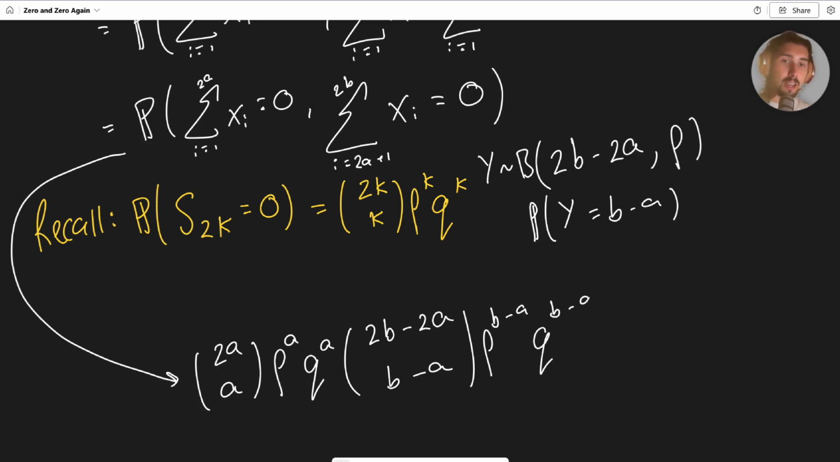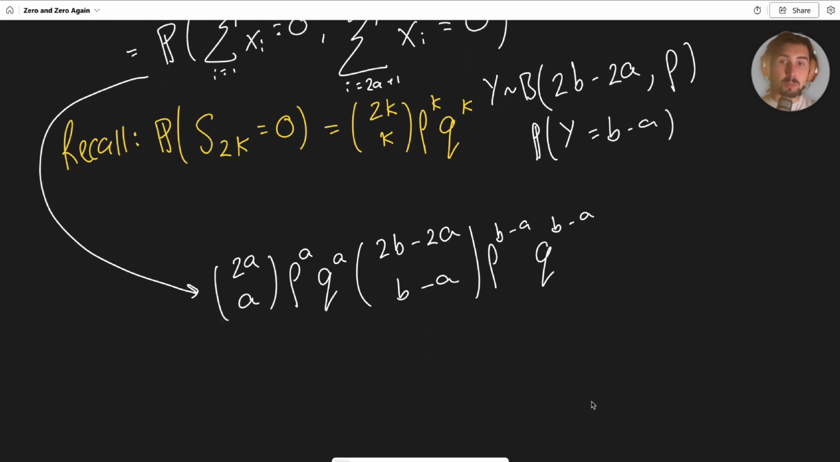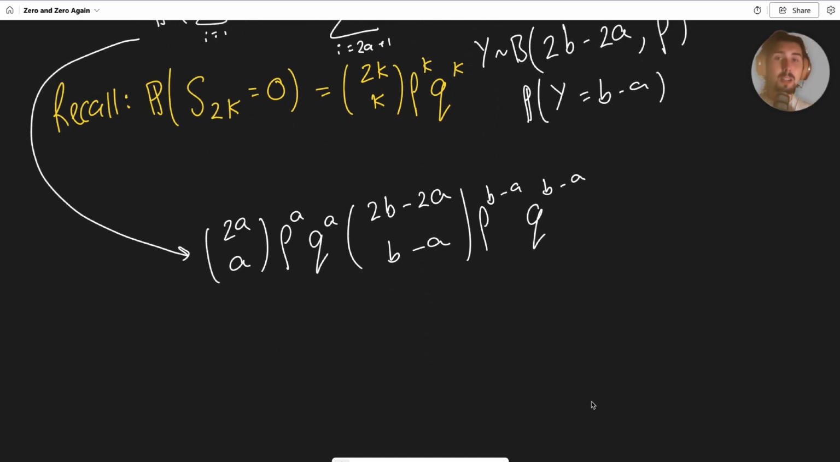Again, b minus a failures as well. Now we have this expression, and they are indeed multiplying together because they are two independent events. They're disjoint blocks, you could say. And we can do a slight bit of simplification here because you see p to the a, and there's a p to the minus a there, likewise with q.